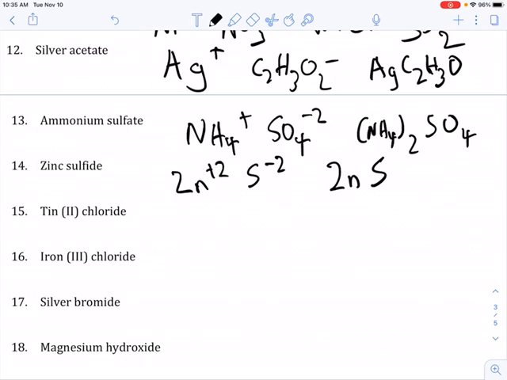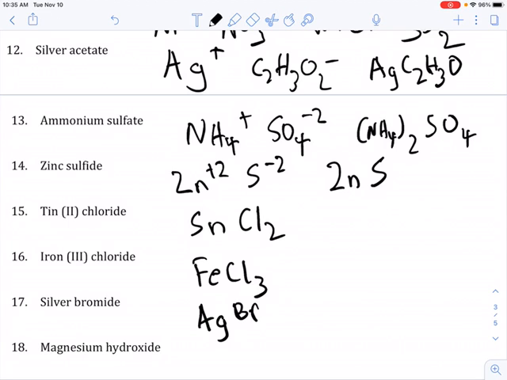Tin 2 chloride. Tin is Sn. And that is going to be +2, so SnCl2. Iron 3 chloride is FeCl3. Silver bromide will be AgBr, silver is +1. Magnesium hydroxide is going to be Mg, hydroxide is -1, magnesium is +2, so Mg(OH)2.